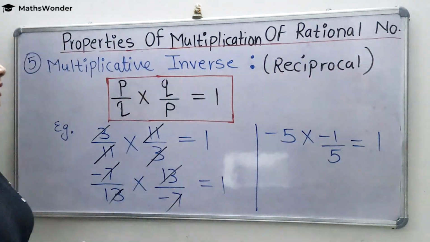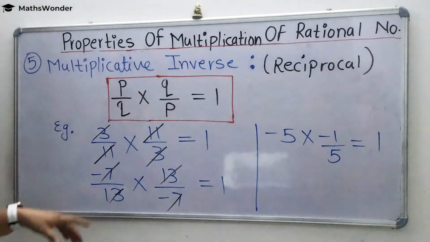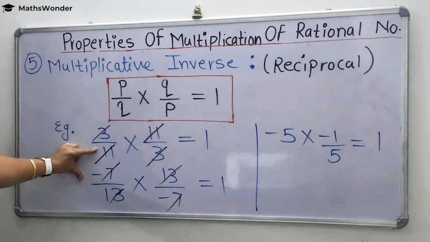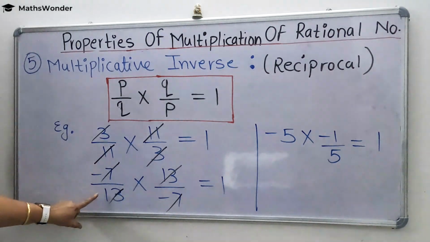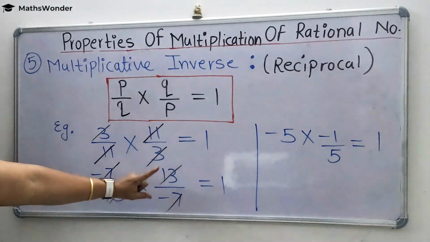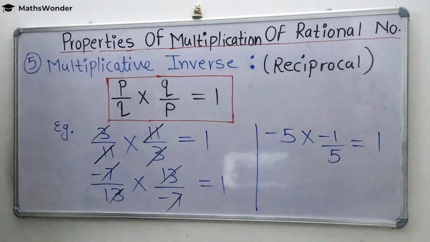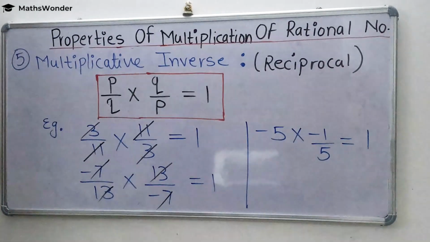Suppose I am asking, what is the multiplicative inverse of 3 over 11? Your answer must be 11 over 3. If I ask, what is the multiplicative inverse of 13 over negative 7? Your answer is negative 7 over 13. You will flip the number and write the answer as the multiplicative inverse. That is the concept behind the multiplicative inverse.